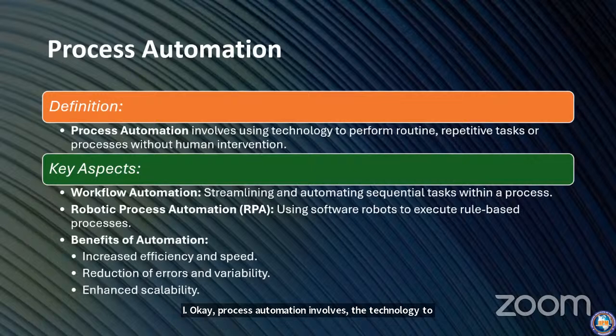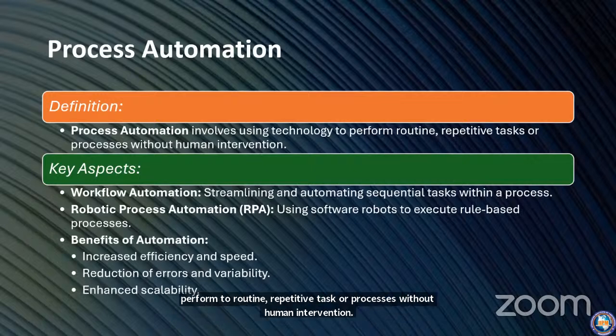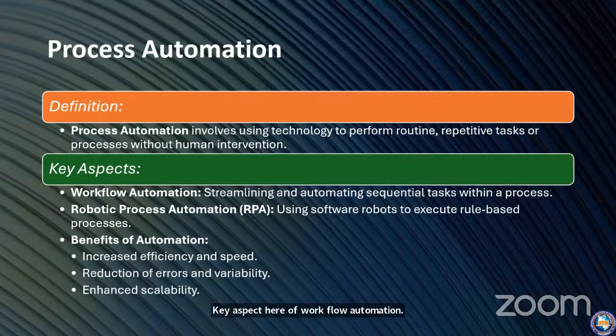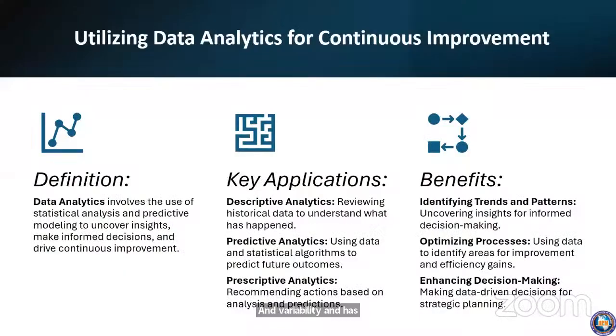Key aspects here involve workflow automation, robotic process automation, and part of the benefit of all of this automation is that you have increased efficiency and speed, reduction of errors and variability, enhanced scalability, right? Utilizing data analytics for continuous improvement.